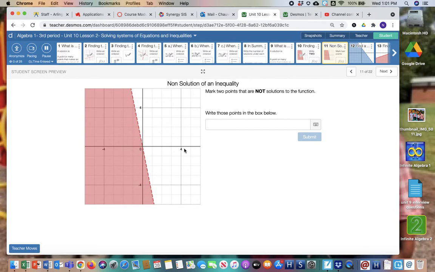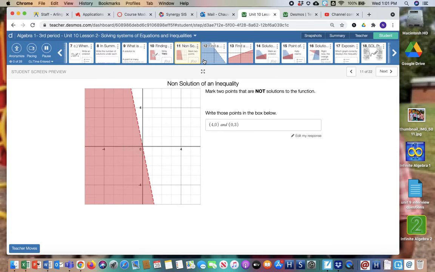So how about 4, 0? So how about 4, comma 0, and how about I just go right here, 0, comma negative 3? Now in this case, because we want ones that are not solutions, anything on the line, so like 0, 0, would be a non-solution, so that would work also. Okay? Alright, so now let's look at it when we have the shading again.